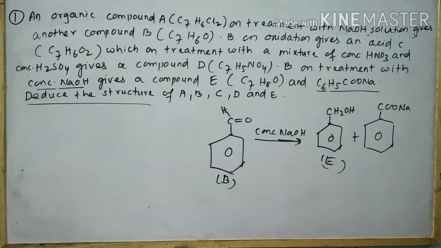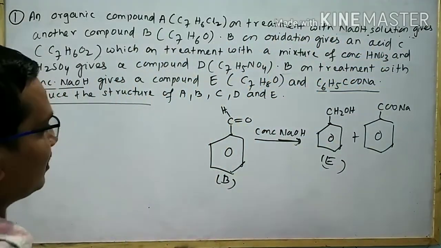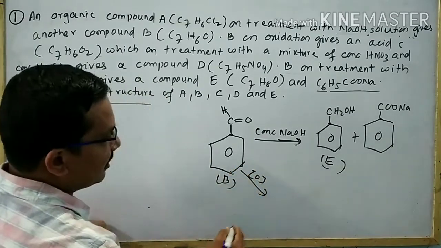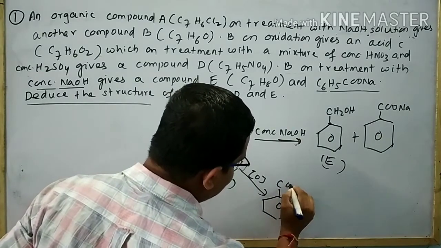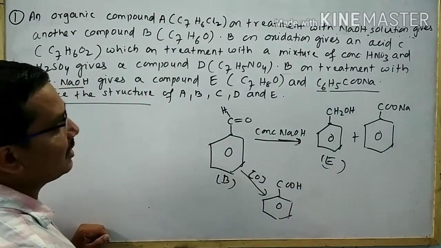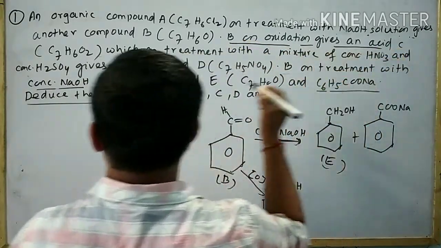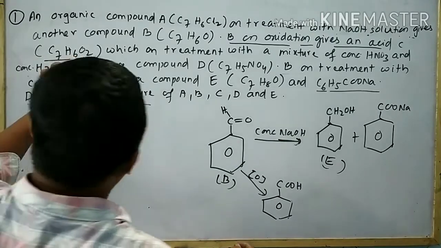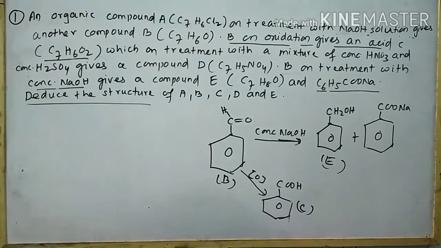Now read the question again and find out the another term. B on oxidation gives an acid C. That means benzaldehyde undergoes oxidation, gives benzoic acid. This is the structure of benzoic acid. Here we can find out B on oxidation gives an acid C, having formula C7H6O2, and this is said to be C product.